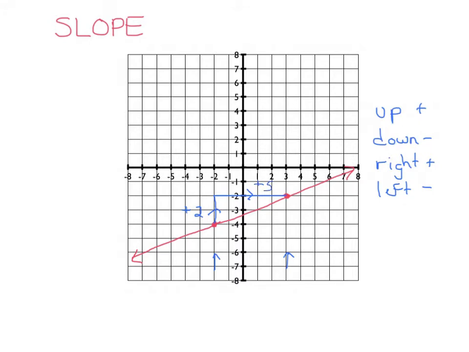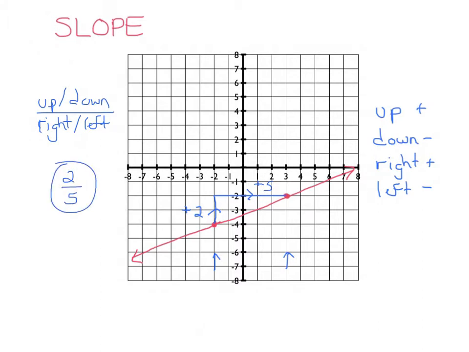And remember, slope as a formula is up or down over right or left. So the slope in this case would be positive 2 over positive 5. So the slope is 2/5.